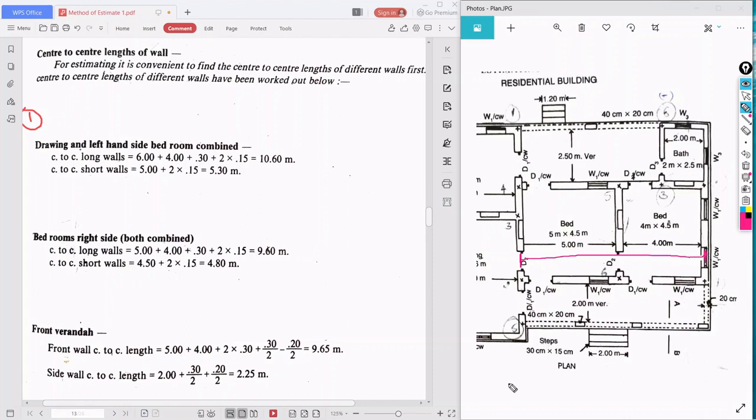What is that? 5 plus 4 plus 0.3. Plus, here the wall distance is 0.3 by 2, correct? And here the distance is a 20 centimeter wall. But what we need is the center to center distance.